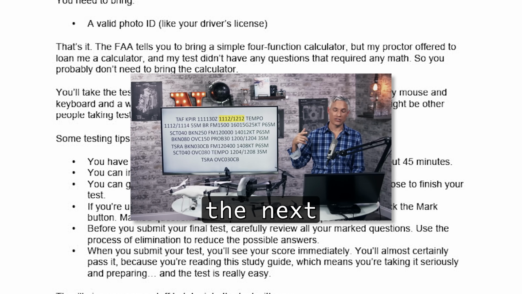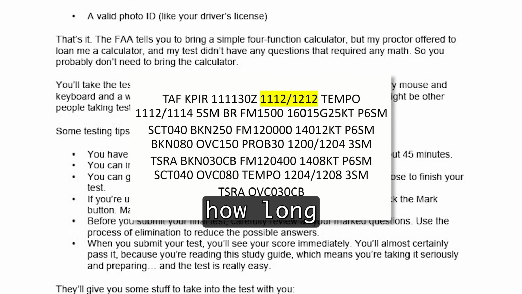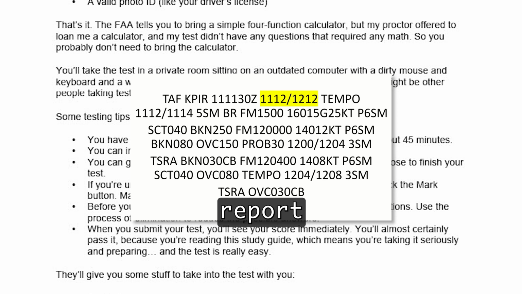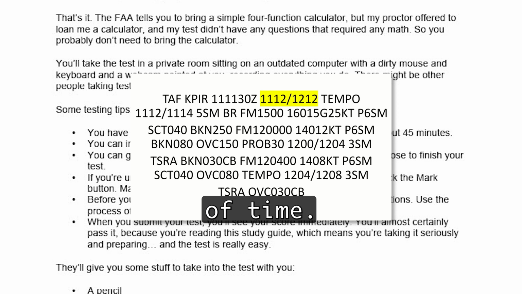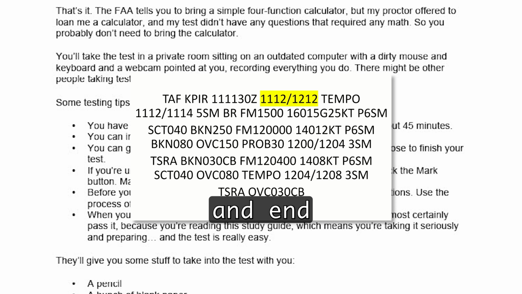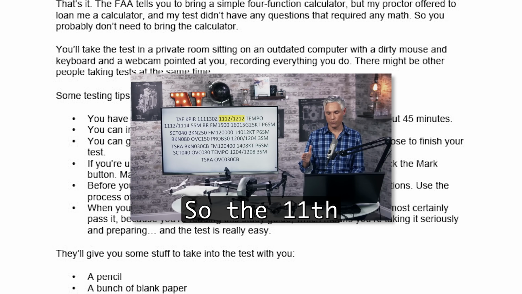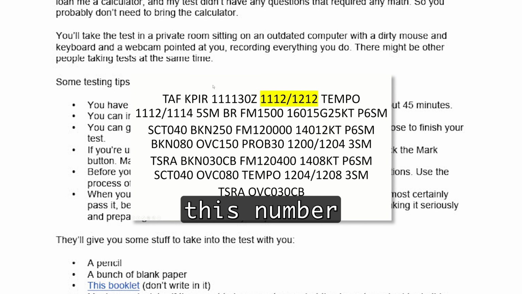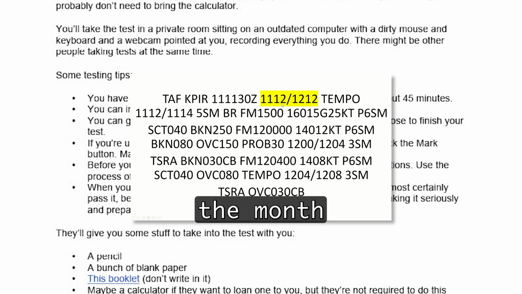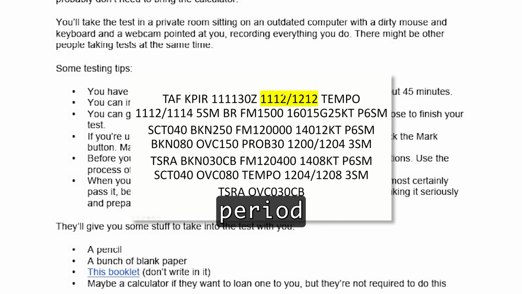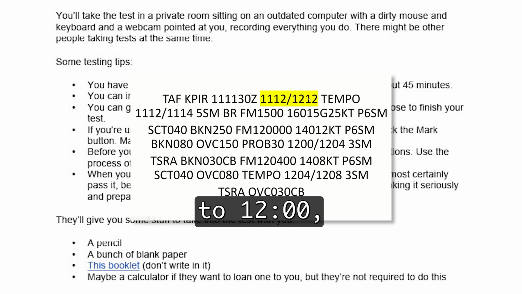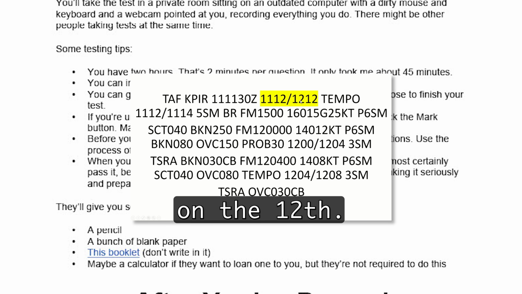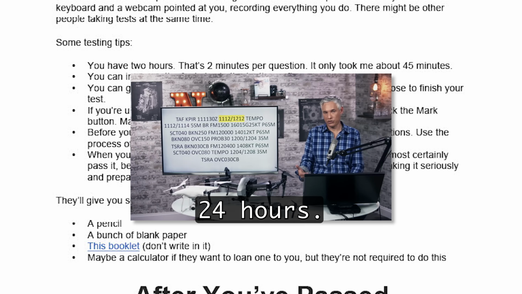UTC. And then the next phrasing indicates how long the TAF is valid for. This is telling us the weather, and then, hey, this report is good for this period of time. It's the beginning and end of the period of time that the TAF is valid for. So the 11th day of the month to the 12th day of the month. That's what this number means here. The beginning and ending period is at 12 o'clock to 12 o'clock, 1200 hours to 1200 hours. So basically noon on the 11th to noon on the 12th. We know it's good for 24 hours, this particular one.